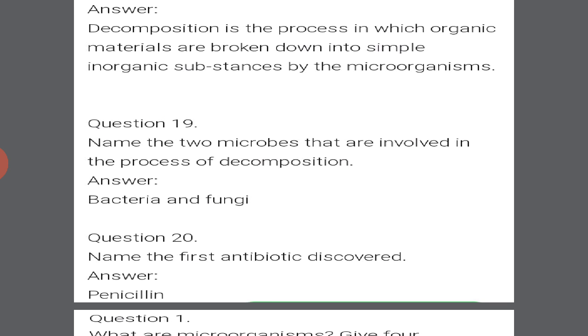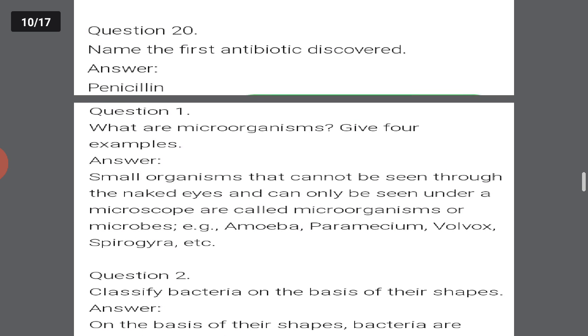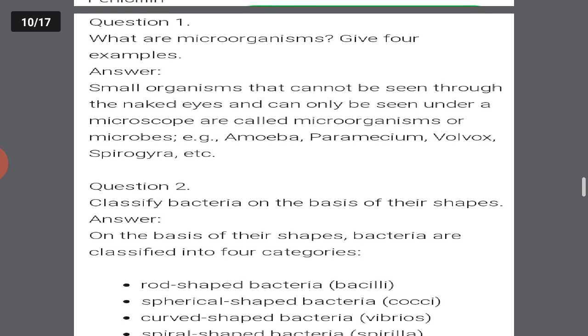It is penicillin. Penicillin was discovered by Alexander Fleming. Okay, next question. These are questions for 2 to 3 marks.